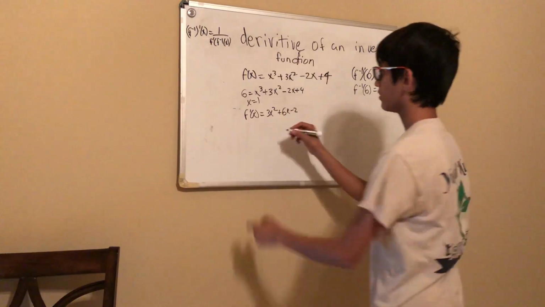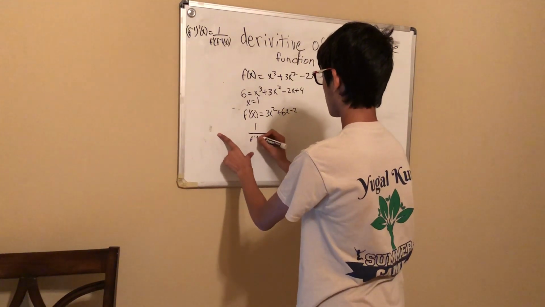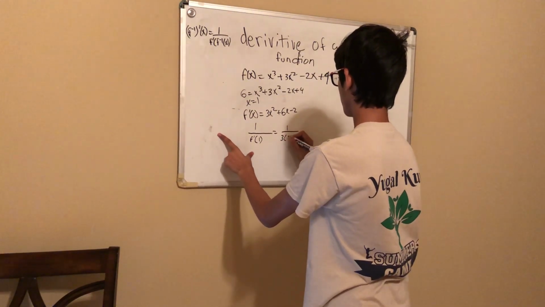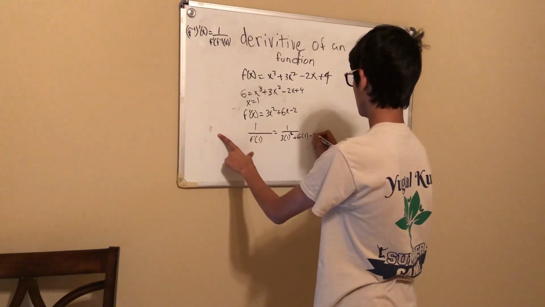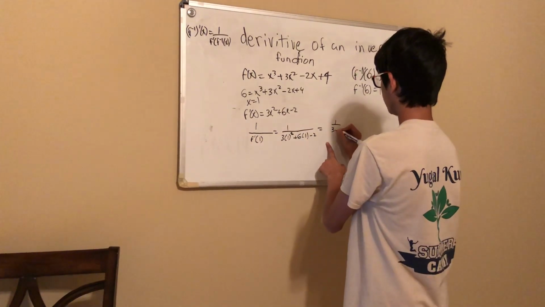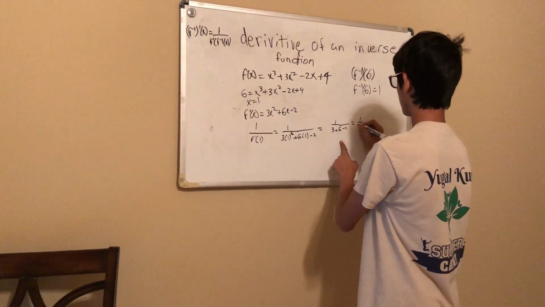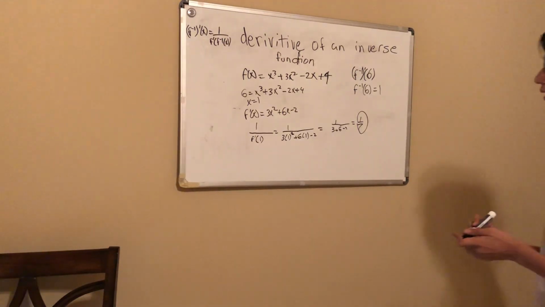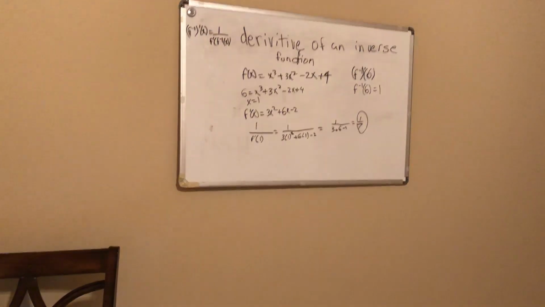So now you just get 1 over f prime of 1, which equals 1 over 3 times 1 squared plus 6 times 1 minus 2, which equals 1 over 3 plus 6 minus 2, which equals 1 over 7, right? And then that would be your answer. And that is a very basic example of solving the derivative of an inverse.